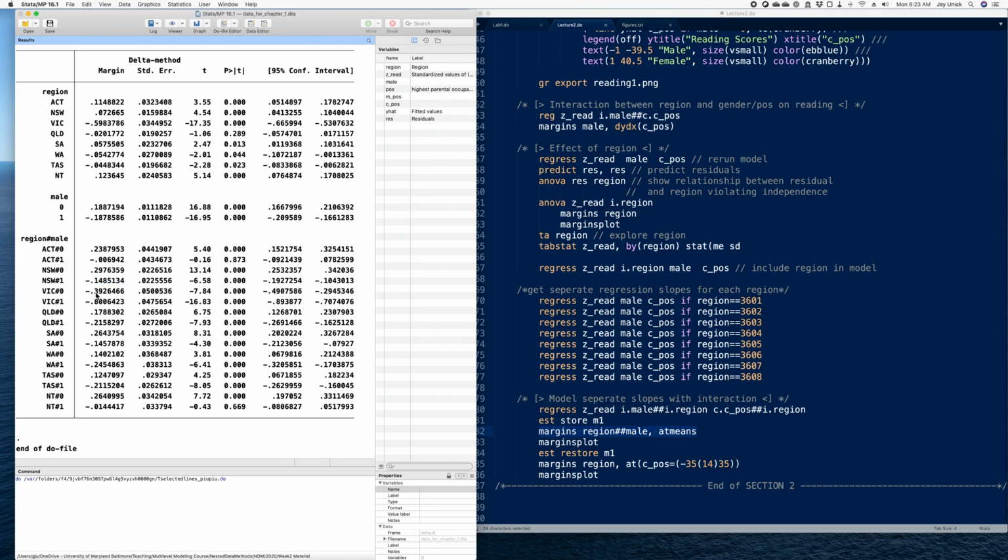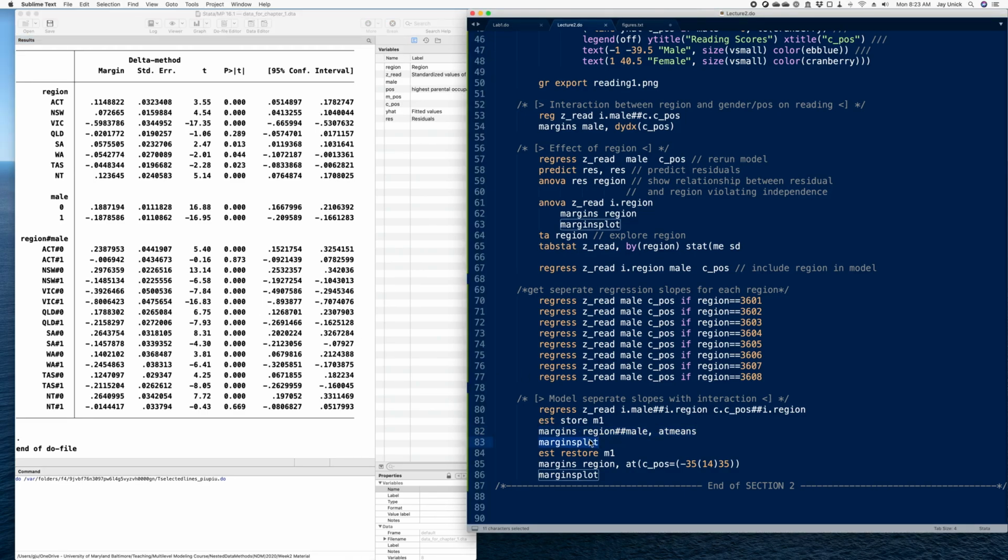Males do a lot worse in New South Wales compared to the folks in the ACT region. Victoria, both the males and females do much worse. And whew, look at that male score. So those males are not doing well there at all. And so you can see what the scores are for each of them. And so margins is really helpful in that regard.